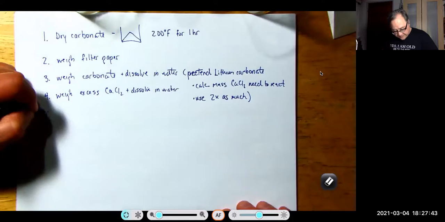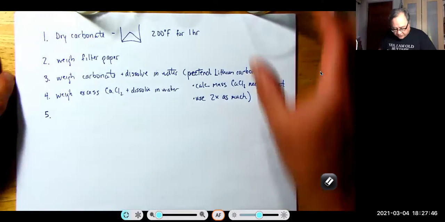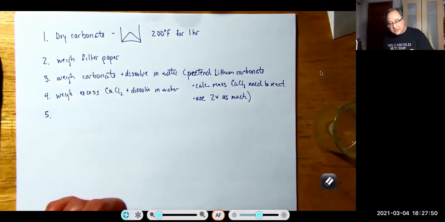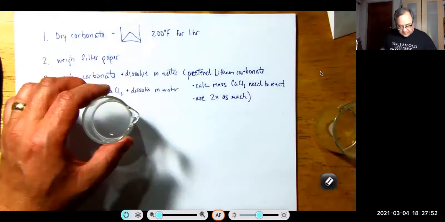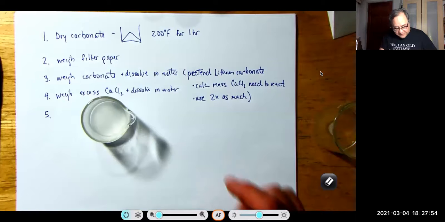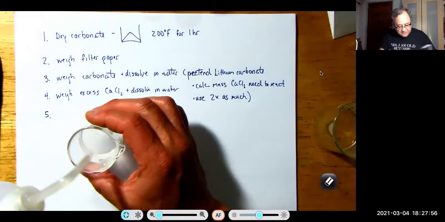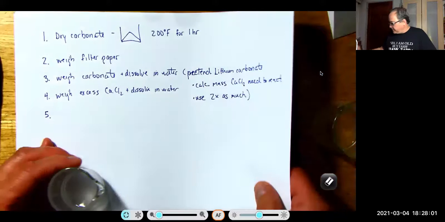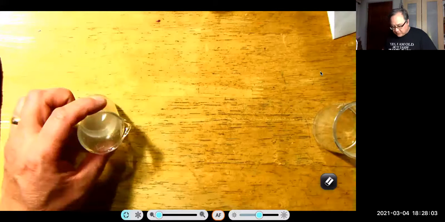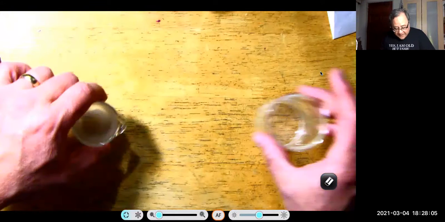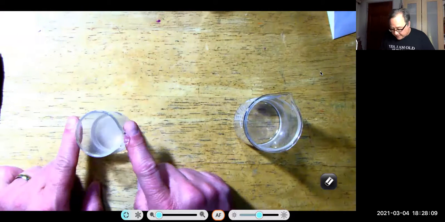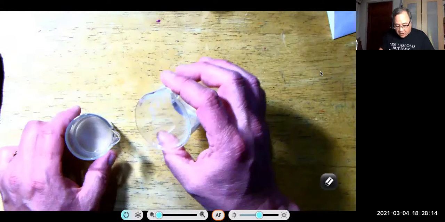All right. So now I have my 2 solutions, and this one is still a little cloudy. I'm going to add a little more water to see if it helps. And you're going to find that it doesn't help a whole lot. So this is my calcium chloride solution that I'm swirling in my hand. You can see that it is pretty clear. You know, it's a little cloudy. And here's my solution of my carbonate.